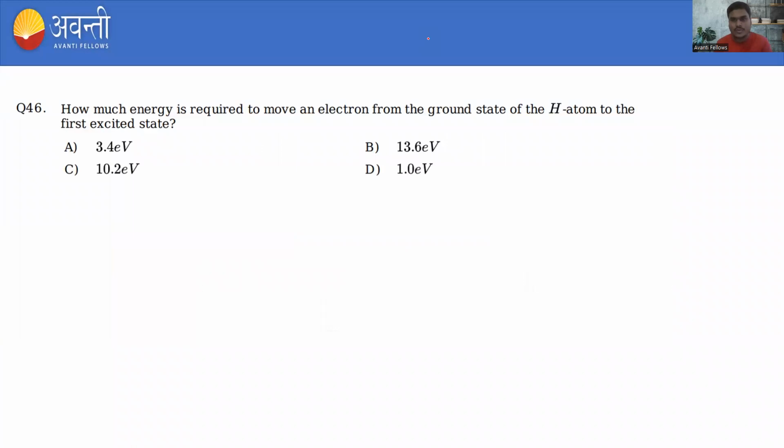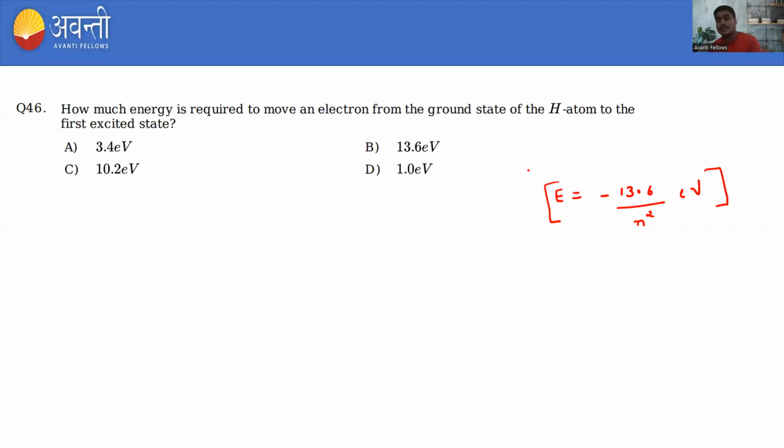The first question we had was: how much energy is required to move an electron from the ground state of the hydrogen atom to the first excited state? This question is from the Bohr model. In the Bohr model we know the expression for the energy, which is E equal to minus 13.6 upon n squared, in terms of electron volt. So this formula we already know.